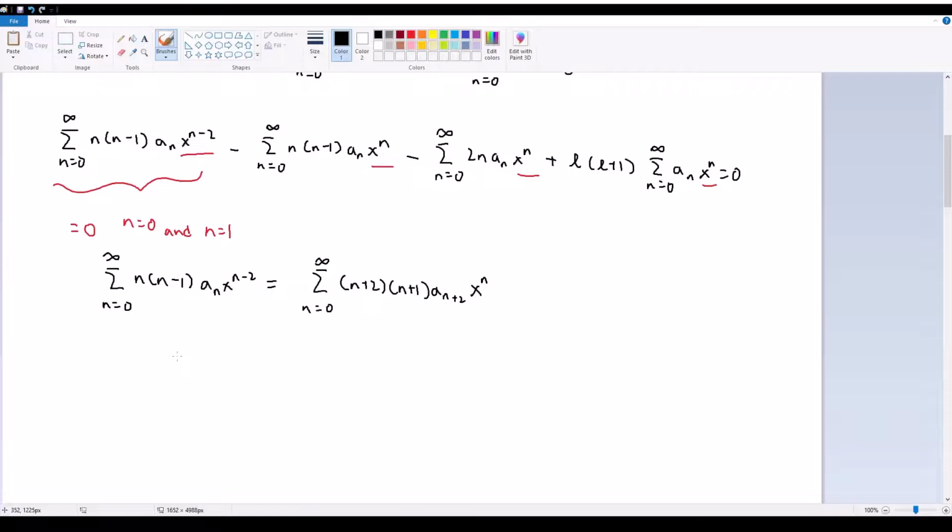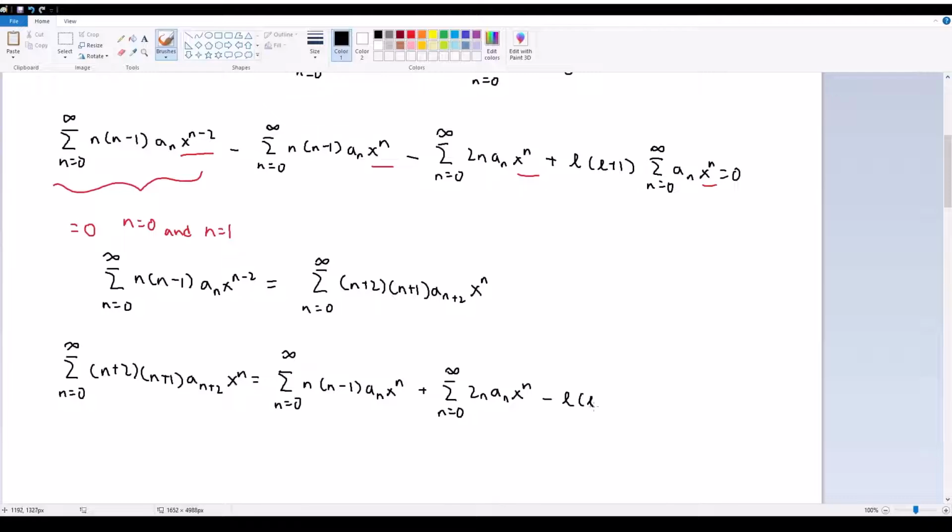So then if I do this, and now move everything else to the opposite side, I get the summation from n equals 0 to infinity of (n+2)(n+1) a_{n+2} x^n is actually equal to the summation from n equals 0 to infinity of n(n-1) a_n x^n plus the summation from n equals 0 to infinity of 2n a_n x^n minus l(l+1) times the summation from n equals 0 to infinity of a_n x^n.